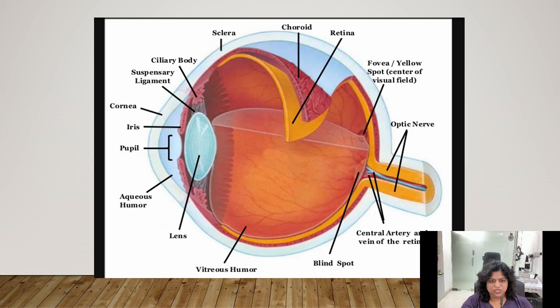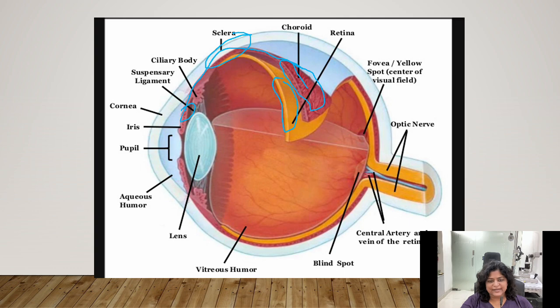Now, let us look at this picture. I'm highlighting it blue. There are three layers. There are three coats in the eyeball. One is the sclera, which is the outermost coat. Then you have another layer, which is very vascular, called the choroid. And inside is the layer called the retina. The uveal tract comprises of the choroid, the ciliary body, and the iris, which is in front.